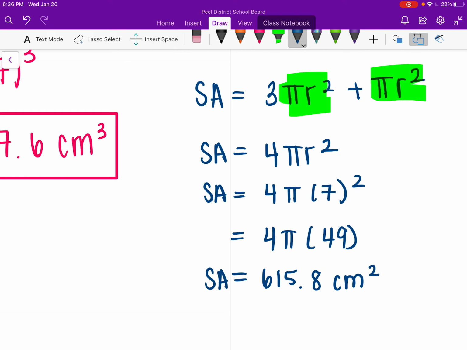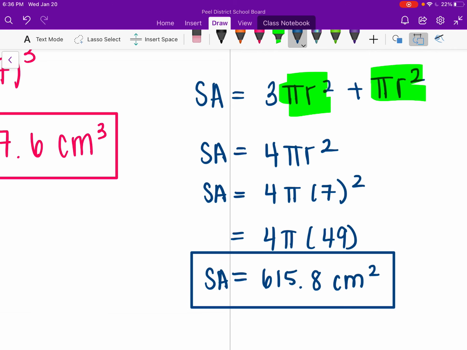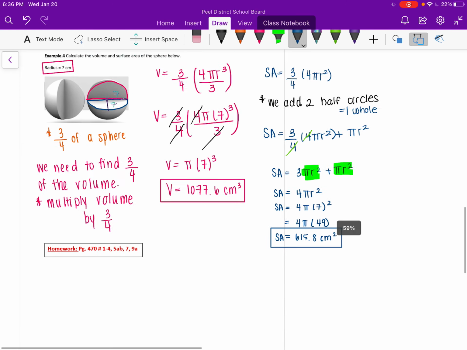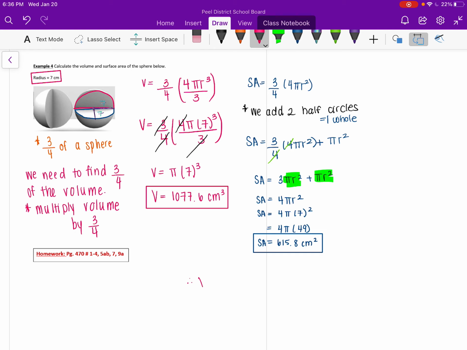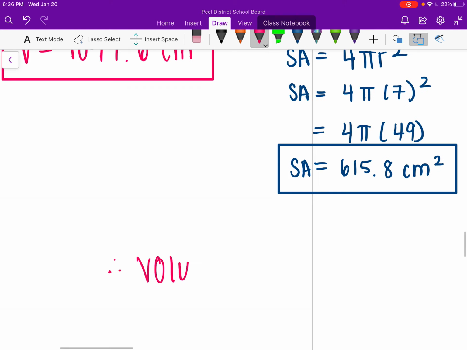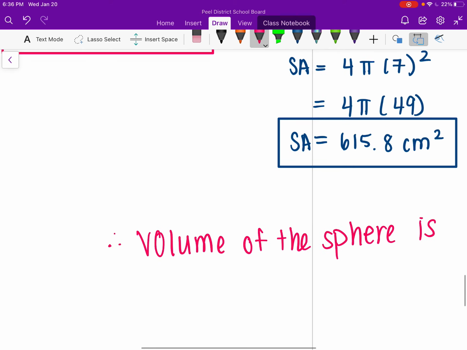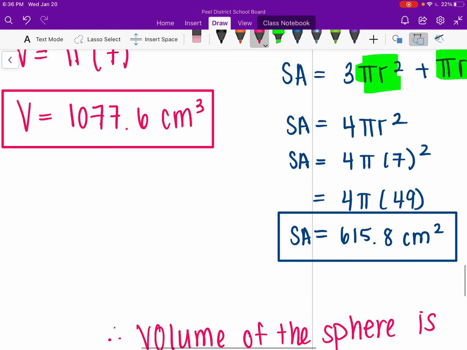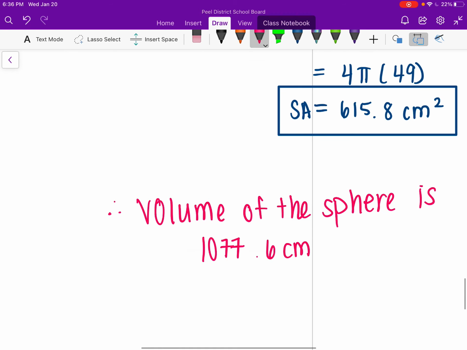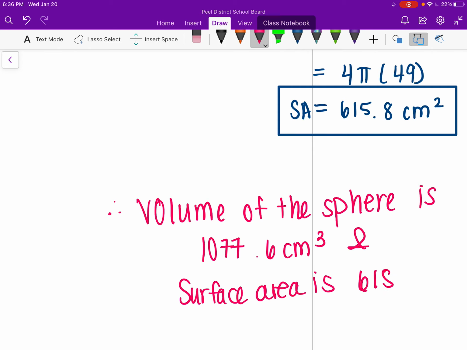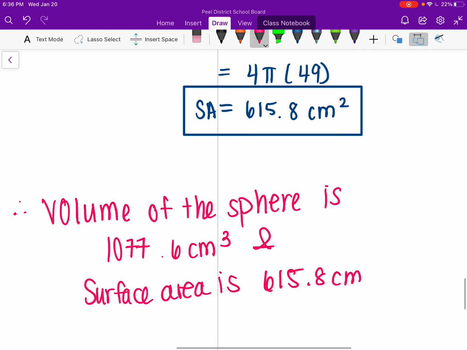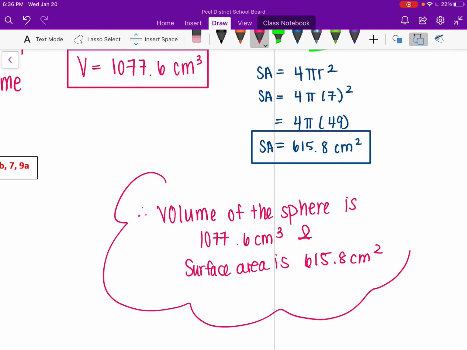That's my surface area. I'm going to box that in, and of course, I'm going to write a statement. Therefore, the volume of the sphere is 1077.6 centimeters cubed, and the surface area is 615.8 centimeters squared. And make sure you have the right units and all of that great jazz.